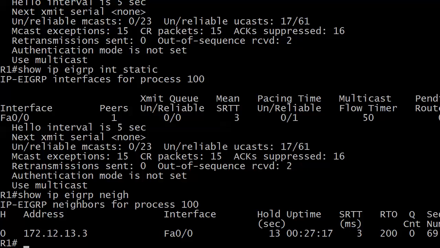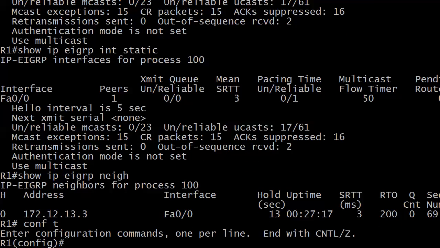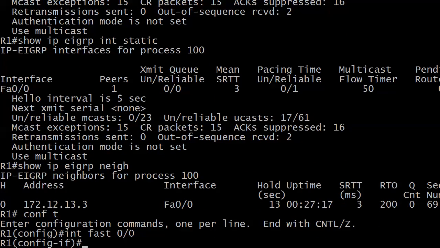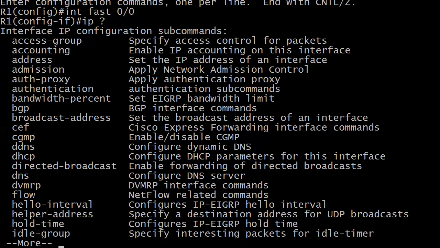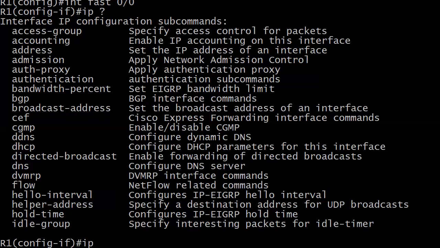So we can change these. Let's go ahead and walk through this command. We do this at the interface level, and it's IP but not followed by EIGRP. It is so easy to say IP EIGRP 100 or whatever the AS number is, and then you're looking for the hello interval and the hold time and you can't find it. So the actual command is IP, then hello interval or hold time. And we'll go with hello interval.